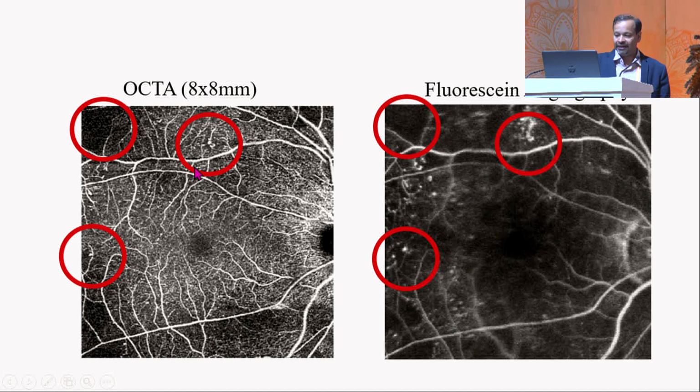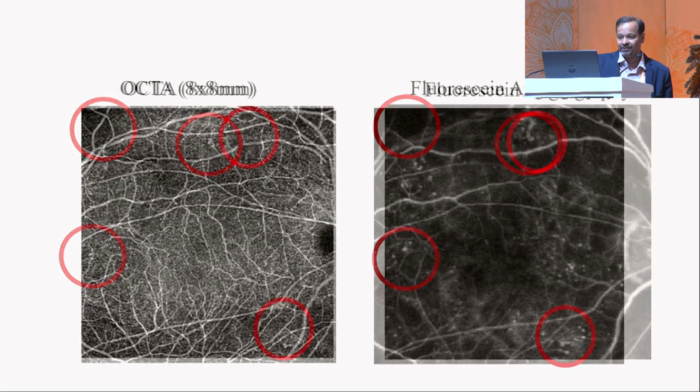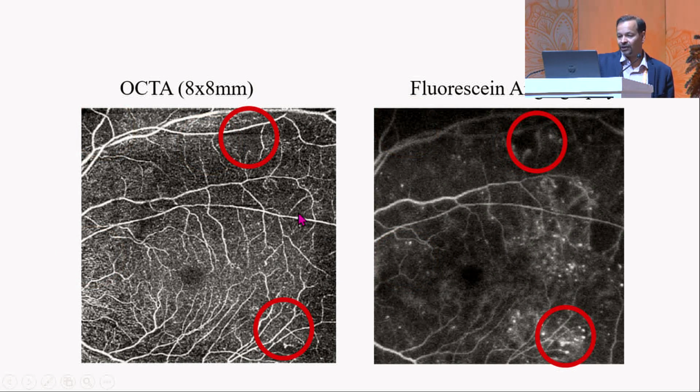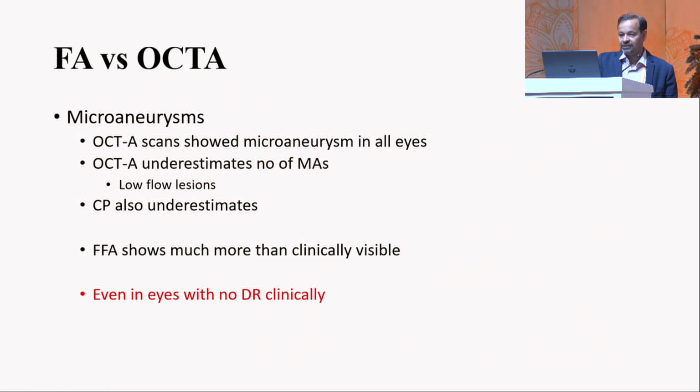So just highlighting the fact that the number of microaneurysms which you see on FFA are more than what you see on clinical, and what you see on OCTA are much less in number. So another patient, you can see many microaneurysms are visible on the corresponding FFA scans, but if you see the OCTA scans, a much lesser number of microaneurysms are seen.